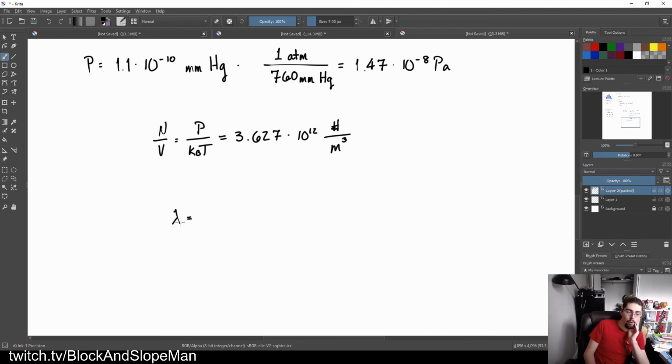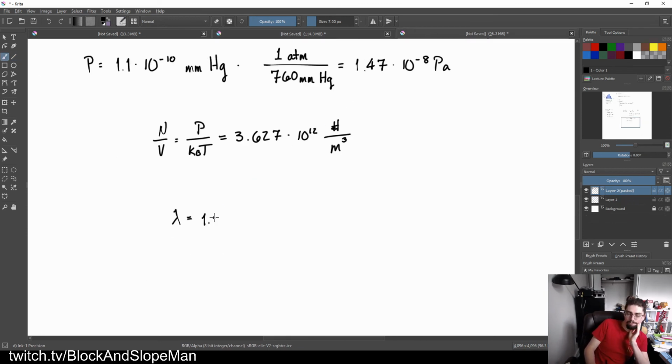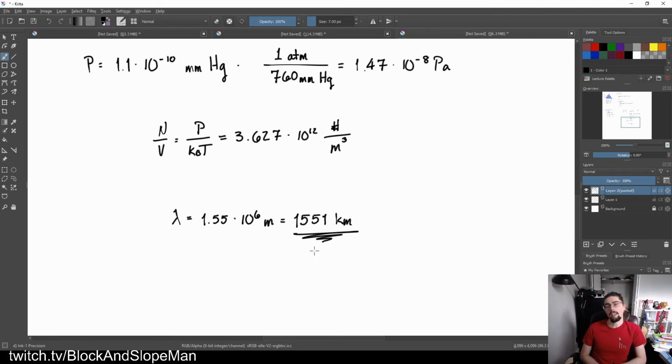So we go through and we plug it in again, right? Lambda in the exact same way. We just plug in all of those numbers again. And what we find this time around is actually 1.55 times 10 to the 6th meters, or 1,500 kilometers. That's not a tiny amount, right? This is actually in the range of one of our ideal cases.